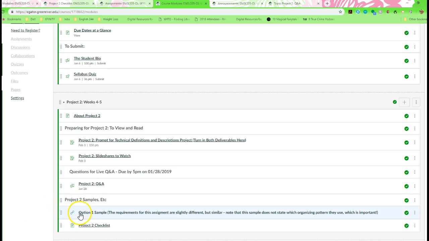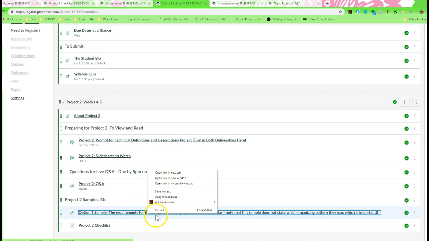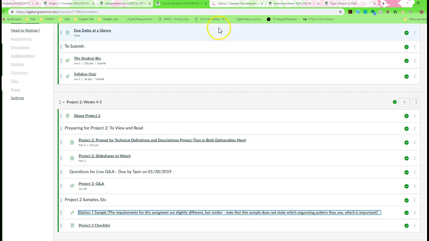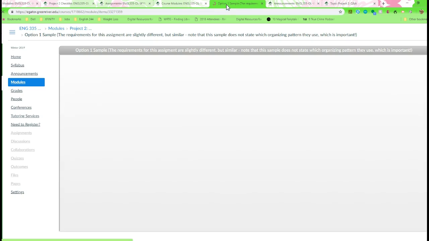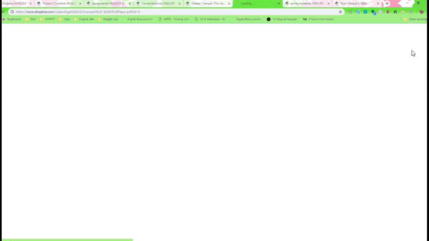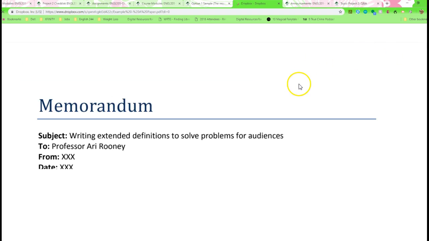There is an option 1. If you choose to do option 1, there's a sample here. The requirements for this assignment are slightly different but similar. So, let's take a look here at what this looks like. Let's wait for it to come up here. Oh, it's not coming up. It'll link to this external site here.